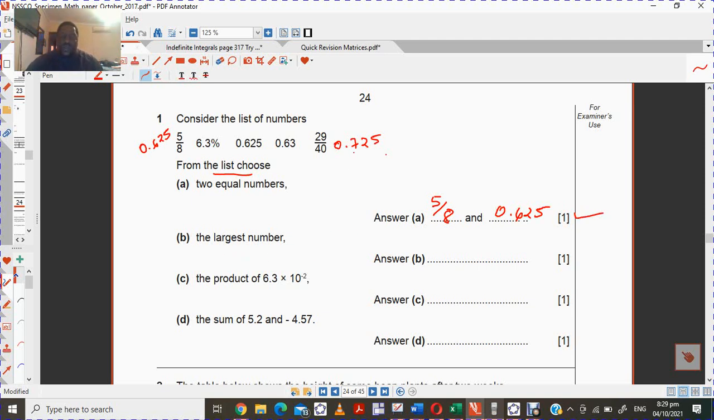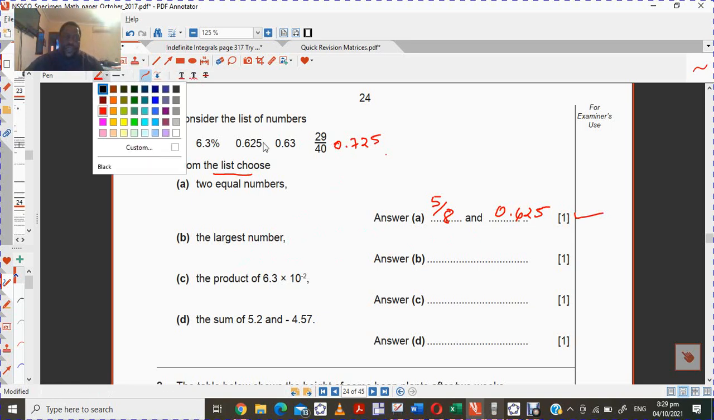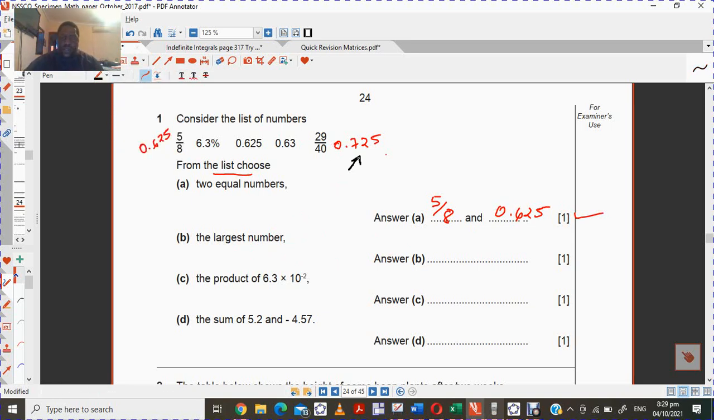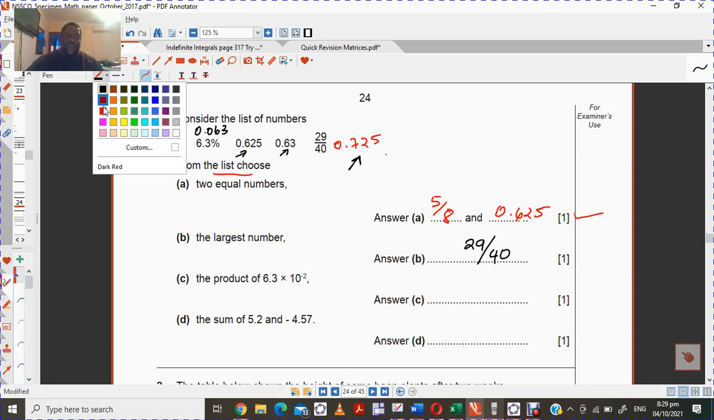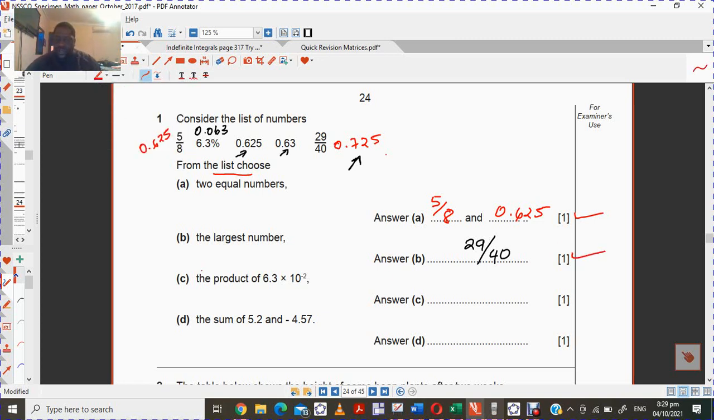The largest number, obviously, you can see by means of the place value system, you would realize that 0.7 will be bigger than 0.6 and the 0.6 that you have there. Of course, this becomes 0.063 also. All right, so this 0.725 is bigger, but it has to be from the list, so 29/40. Make sure that you answer according to that.